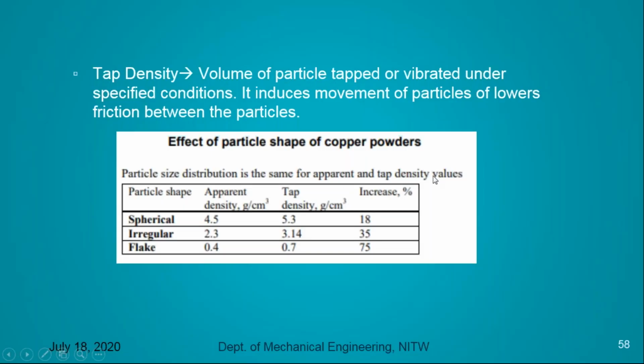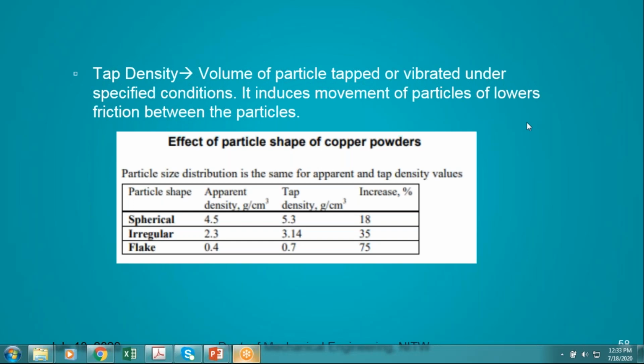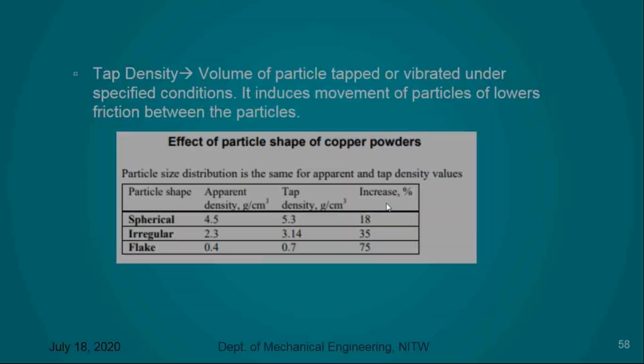And you can see that the tapping density will always be higher than the apparent density of the powder particles. If the particles are very spherical, the apparent density is the starting point, and if you tap it, definitely it will increase the density of the powder particles. The tapping density is always higher than the apparent density of the powder particle. That is because of the reduction of friction force between the powder particles, which gives an increase in the tapping density.